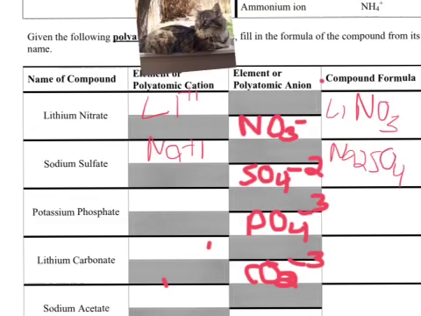Next one I have is potassium phosphate. K is potassium, a group 1 element, +1. Phosphate is PO4 -3. Just crisscross, you get K3PO4.